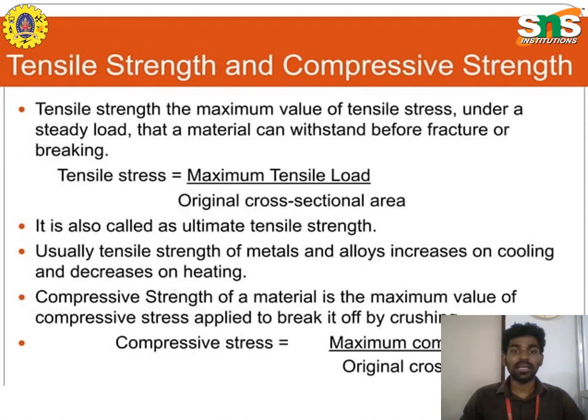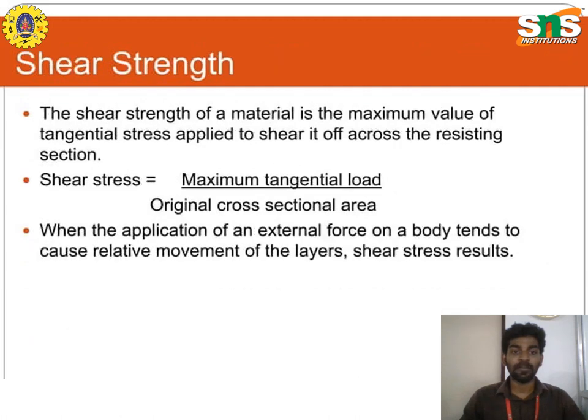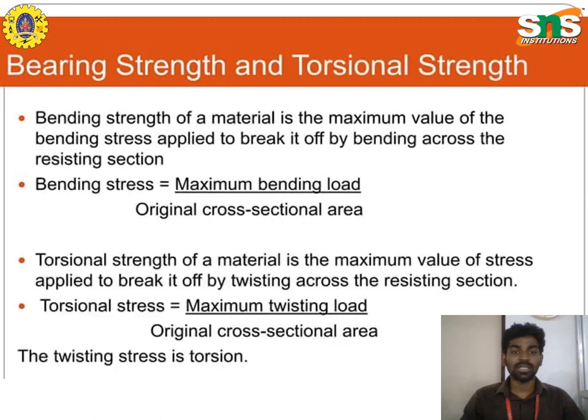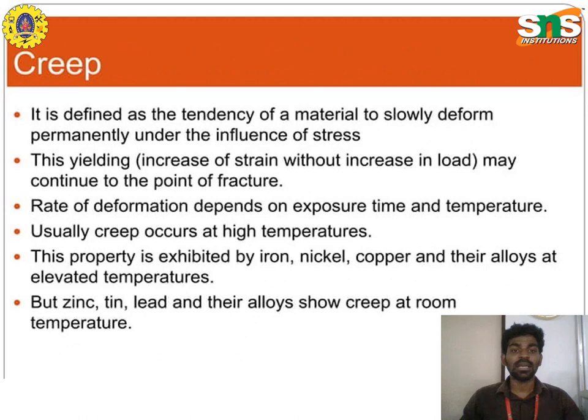Tensile strength is the ratio of maximum tensile load to the original cross-sectional area. It is also called ultimate tensile strength. Compressive strength is defined as the ratio of maximum compressive load to the original cross-sectional area. Shear strength is defined as the ratio of maximum tangential load to the original cross-sectional area, bending strength is the ratio of maximum bending load to the original cross-sectional area, and torsional stress is defined as the ratio of maximum twisting load to the original cross-sectional area.